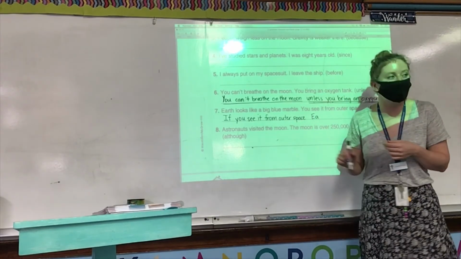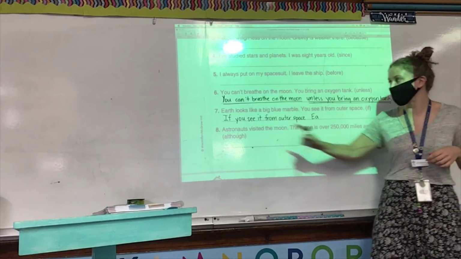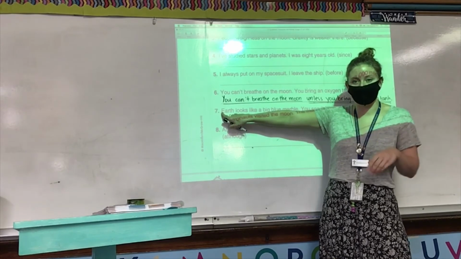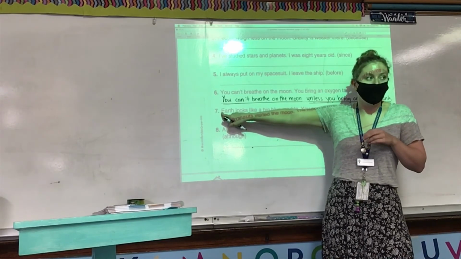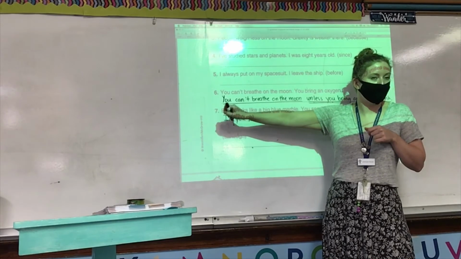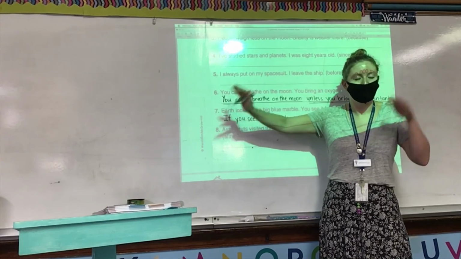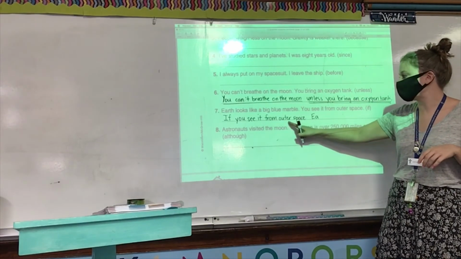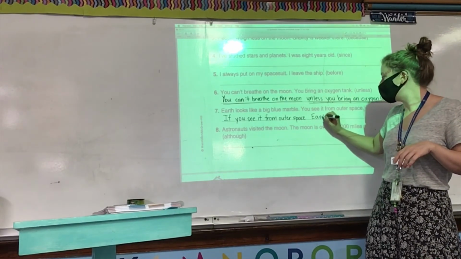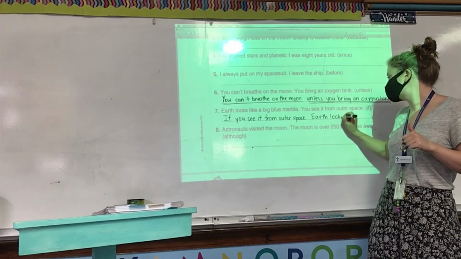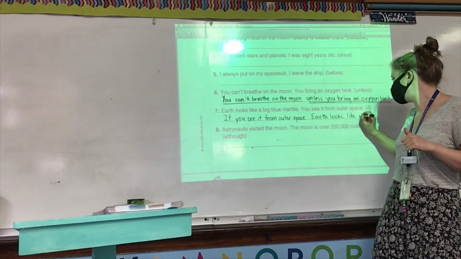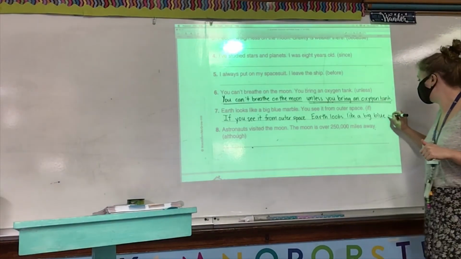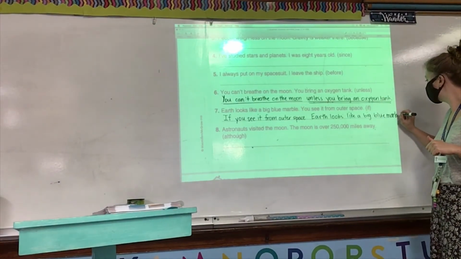Earth, we are going to keep Earth capitalized because it's not only capitalized because it's the beginning of the sentence, it's also capitalized because it is something called a proper noun, which we will be learning about in a couple weeks. Can't believe we're already almost done with sentences. I like when we get into parts of speech. If you see it from outer space, Earth looks like a big blue marble.